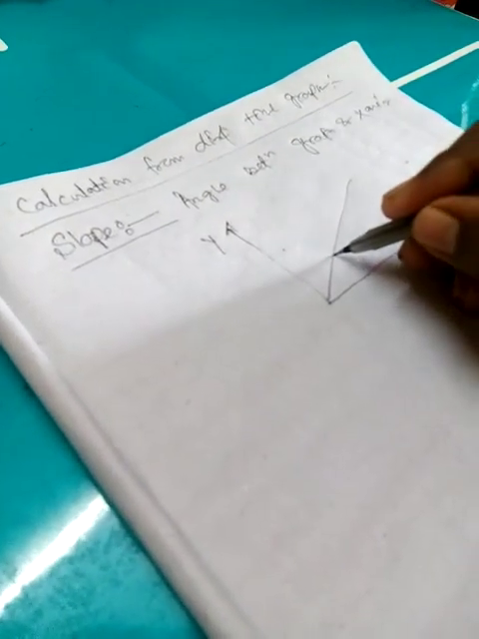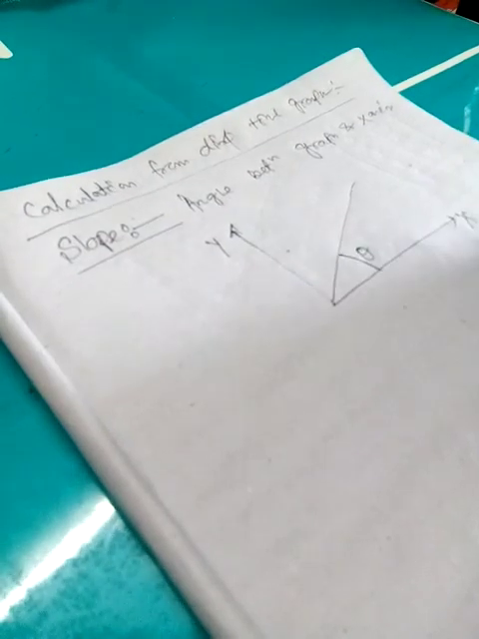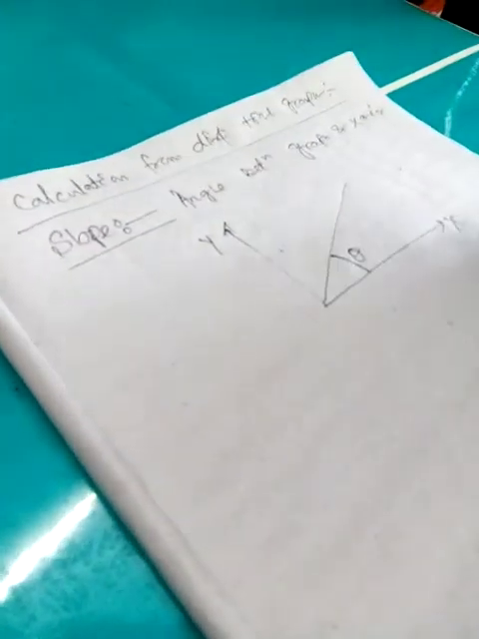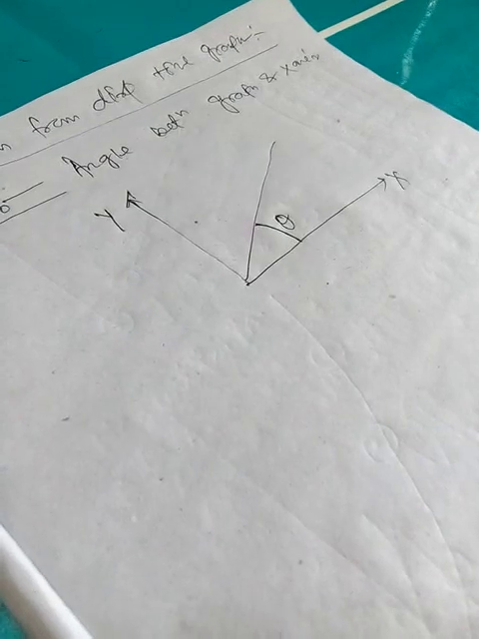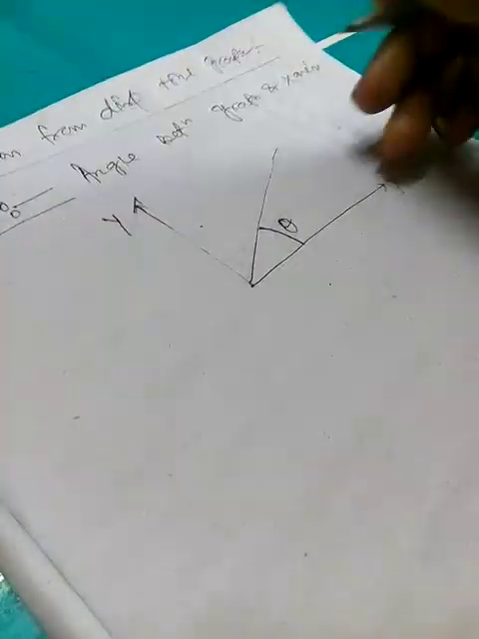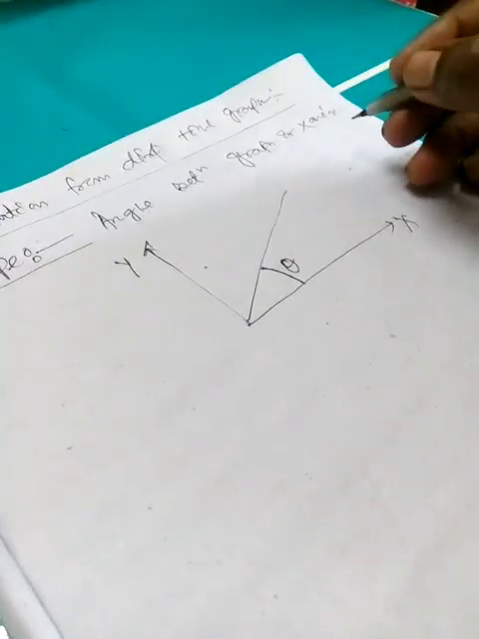So the angle is made by the graph with the x-axis. Assume it is theta. That measurement of the angle is your slope. And now the problem has come: how are we able to measure it? For that, we need an idea of trigonometry. The trigonometric identities, I think you have not learned yet, but you will learn them.